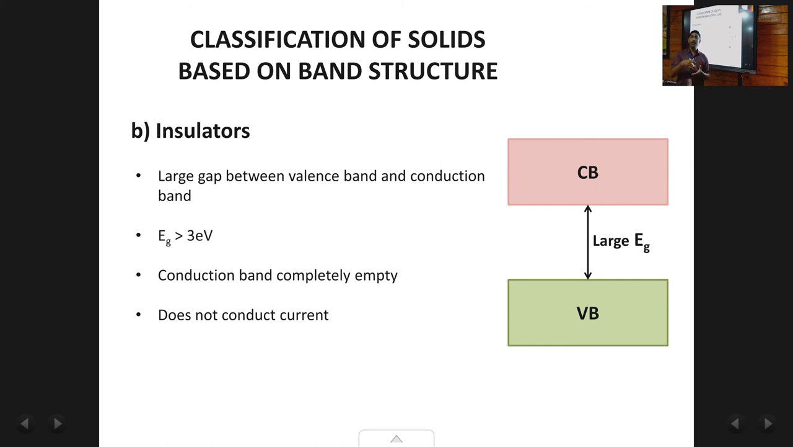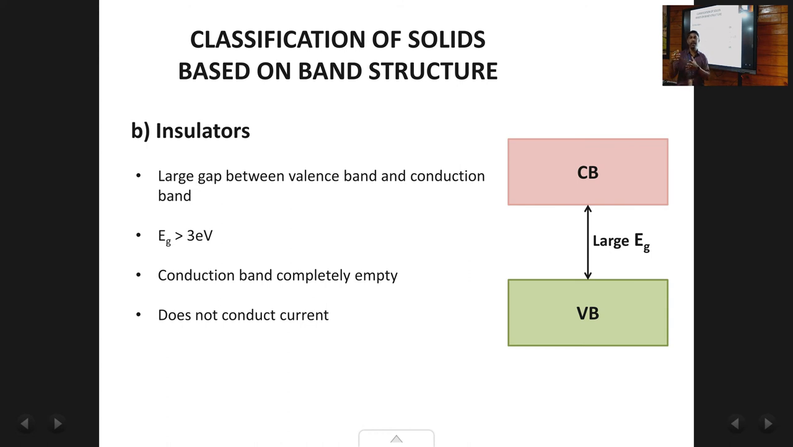But if you keep on increasing the voltage, let's say 1000 volts, 2000, 10,000, as you keep on increasing, there is something called breakdown. Even an insulator at that high voltage can conduct electricity. So it's not the case that insulators can never conduct current.